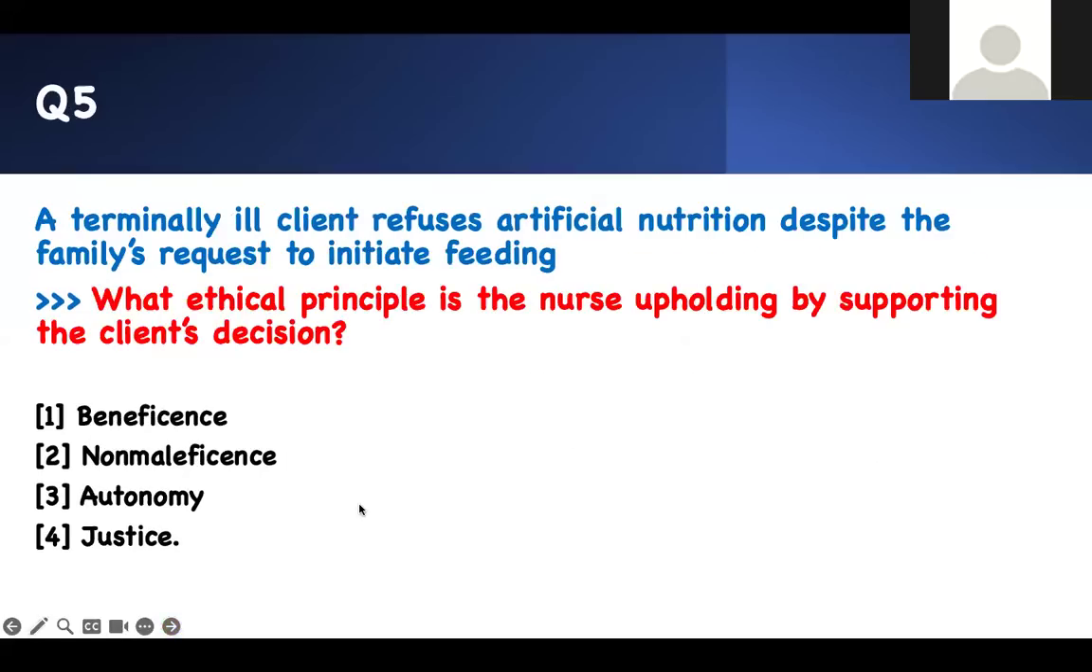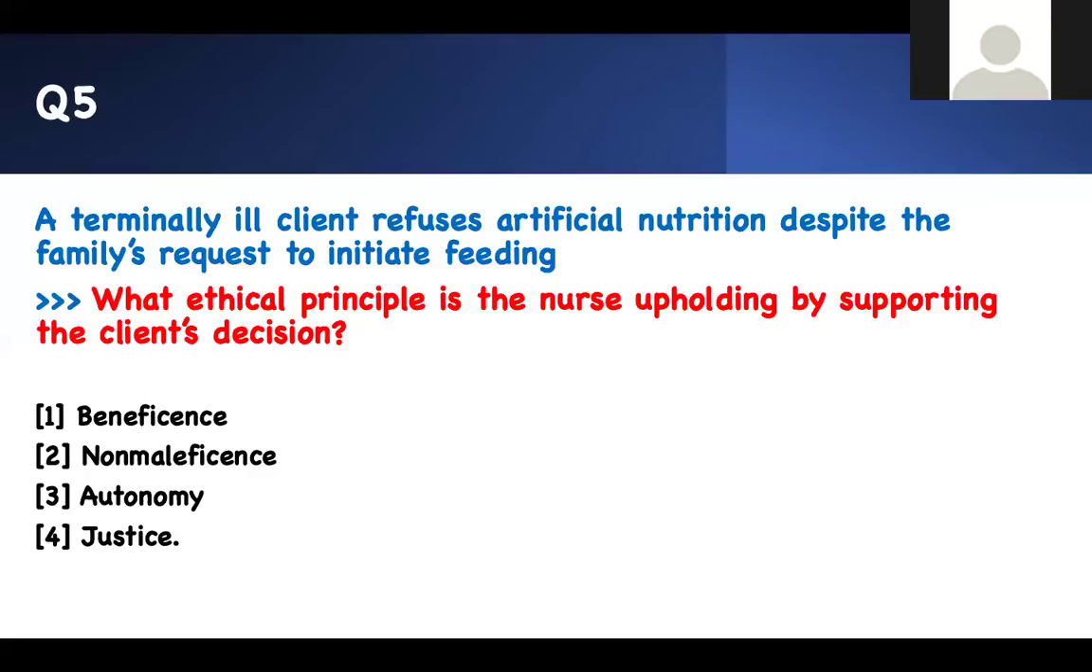A terminally ill client refuses artificial nutrition despite family request to initiate feeding, right? He's on the point of dying, and he's refusing artificial nutrition, which is normal. Anorexia is normal, getting to the end of life, right?